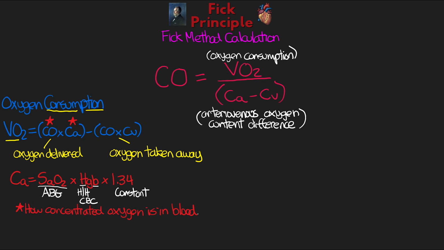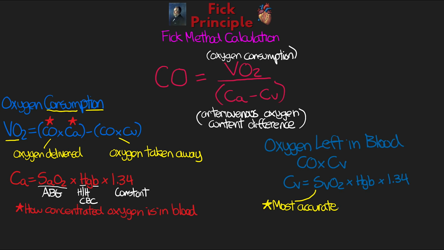Now we then can determine how much oxygen is left in the blood, again, also knowing the patient's cardiac output, and then using the same equation, just substituting the saturation of mixed venous oxygen, or our SvO2. So here we'd have our Cv is equal to our SvO2 times our hemoglobin times 1.34. Now, I'll discuss some adaptations here in a minute, but for our most accurate measure, we do need a mixed venous gas, which would require sampling blood from the pulmonary artery with a PA catheter.